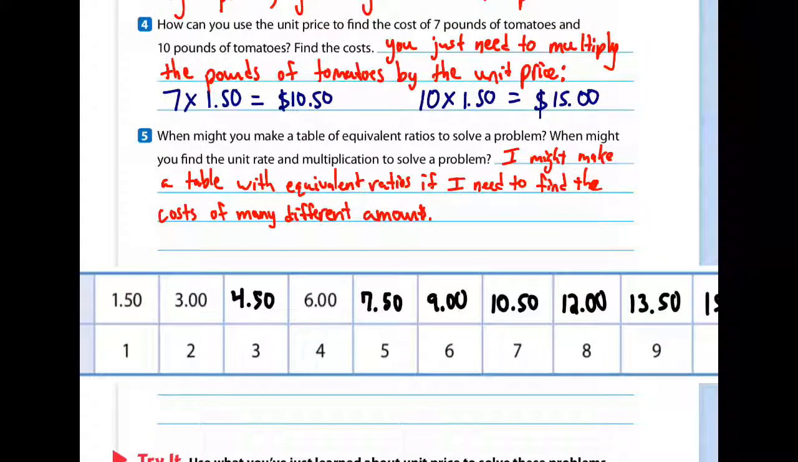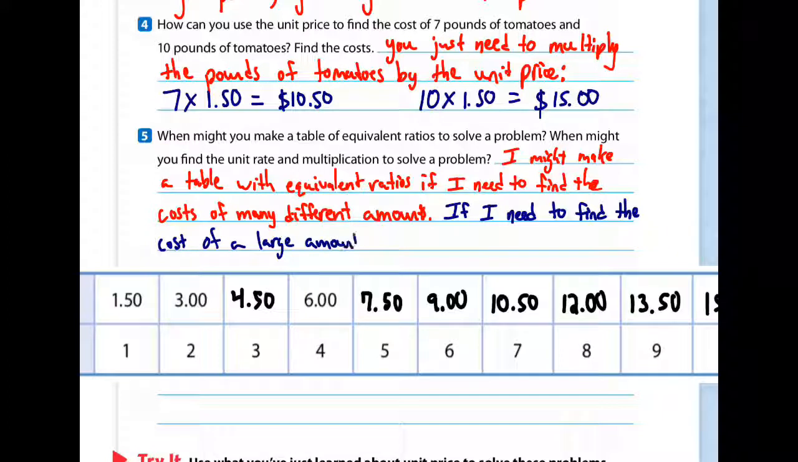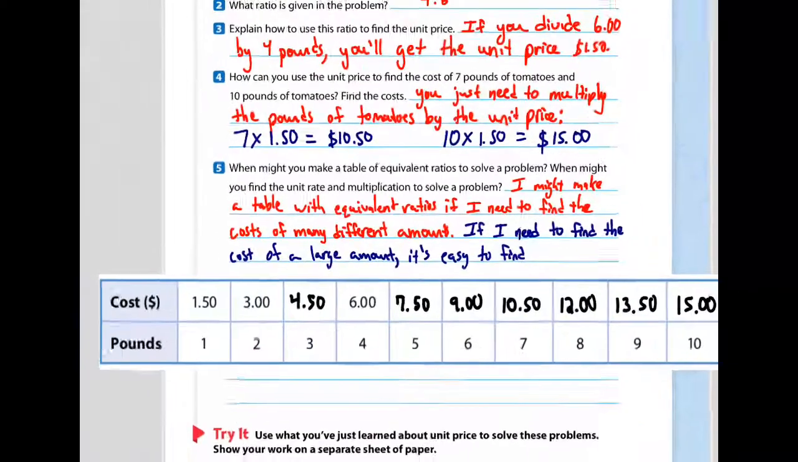Okay, I'll switch to blue here. If I need to find the cost of a large amount, it's easy to find the unit price and multiply.